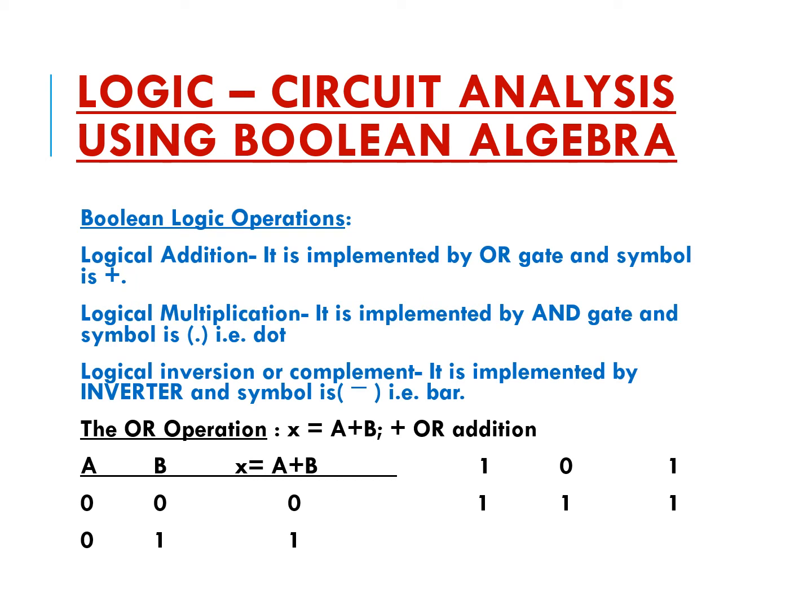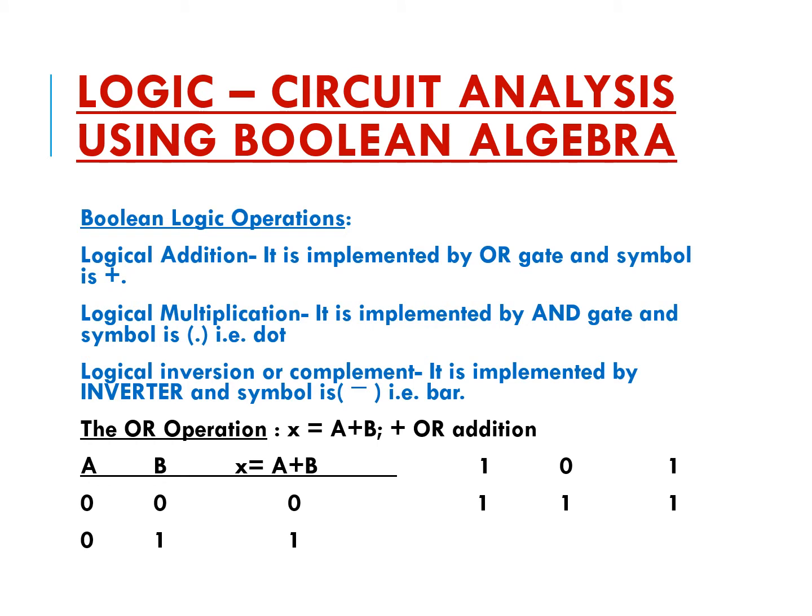Next in the DLD we'll see the logic circuit analysis using Boolean algebra. Now Boolean logic operations. First operation is logical addition. It is implemented by the OR gate and the symbol is as shown, that is like the plus. Logic multiplication is implemented by the AND gate and the symbol is a dot. Logic conversion, or complement, is implemented by an inverter and the symbol is a bar, or you can say an apostrophe, as we do in the apostrophe s.